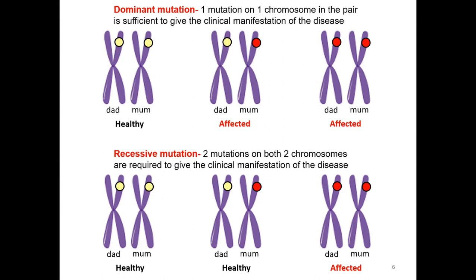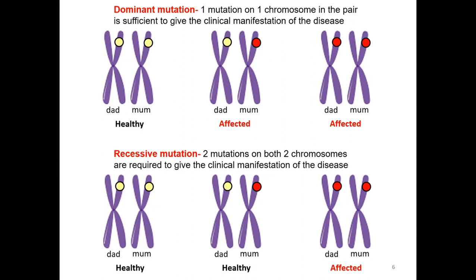Then, if we look at the third individual on the right-hand side, this individual has two mutations. So the same mutation that is present on the chromosome from dad is present on the chromosome that comes from mum. So there are two copies of the mutation, and of course this individual will be affected.